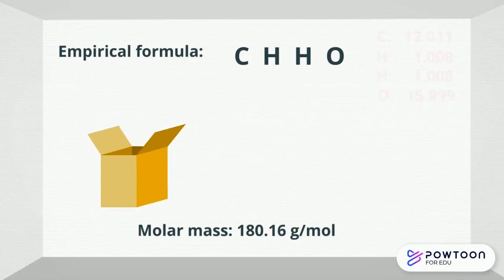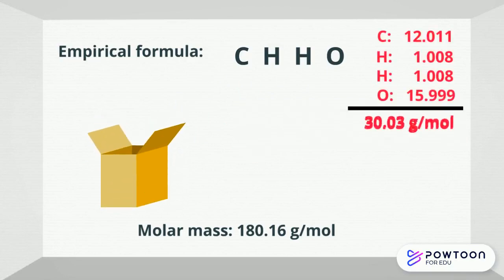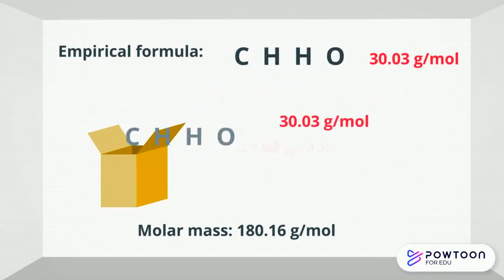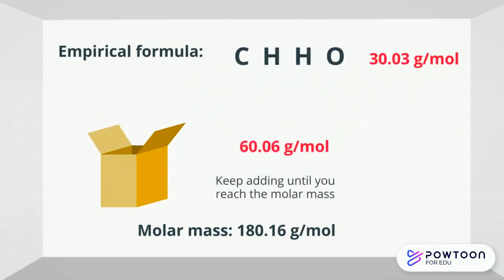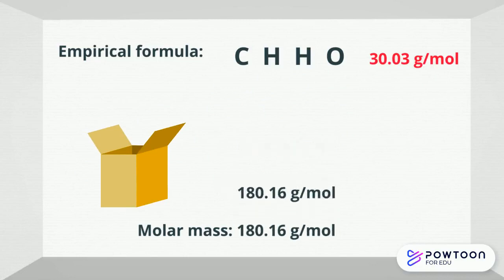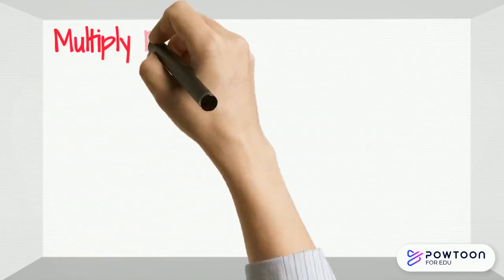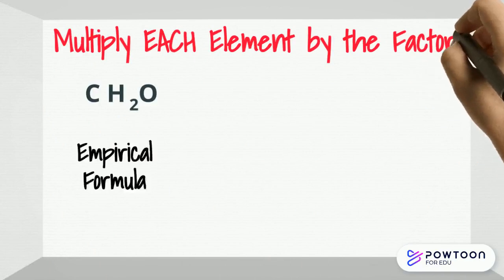First, determine the mass of the empirical formula. From here, you could use trial and error to find the multiple. Or you could divide the mass of the actual molecular formula by the empirical mass to find the factor. Remember, the number of atoms of each element must be multiplied by the factor to determine the molecular formula.